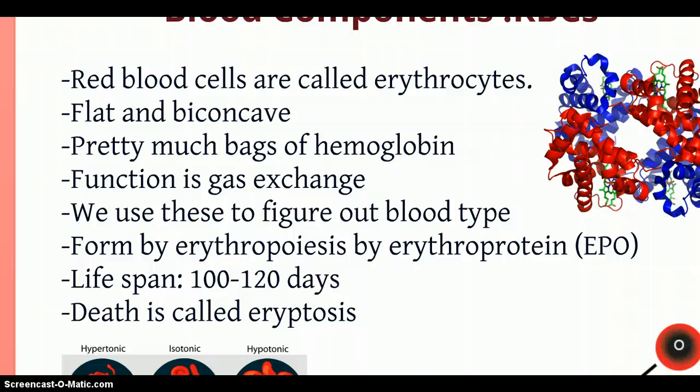They form by erythropoiesis, and the protein that regulates this is called erythropoietin. Now, the lifespan of your red blood cells is around 100 to 120 days, and its death is called apoptosis, and apoptosis is caused by changes within the plasma membrane of your cell that allow white blood cells to detect it and phagocytose it.